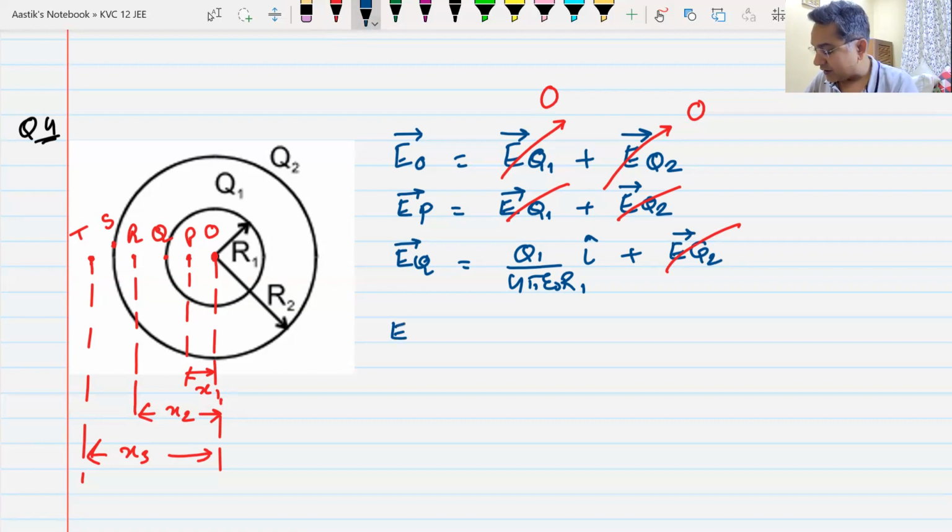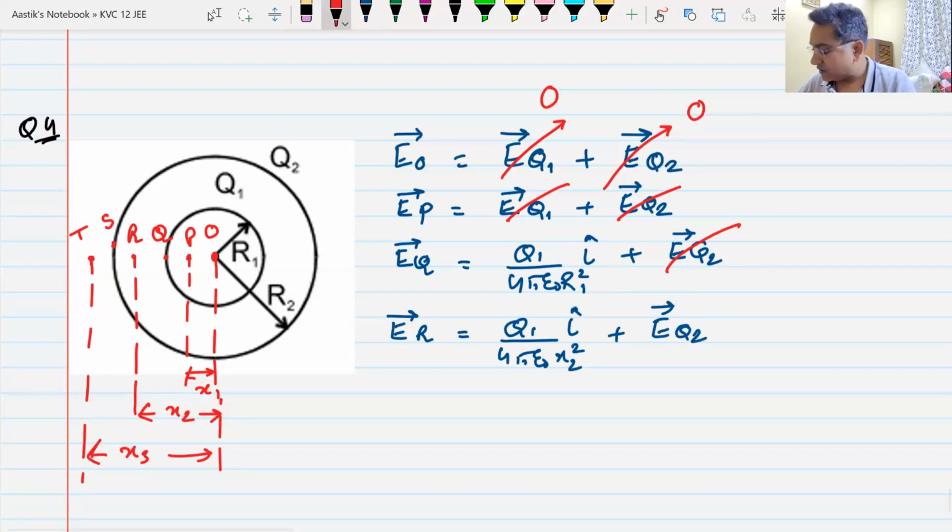Then I move to point R. Electric field at point R will be only due to the inner shell, not due to the outer shell. So it will become Q1 by 4 pi epsilon naught R1 square. I've written R1 square. So this will be divided by 4 pi epsilon naught x2 square. The direction would be I, plus electric field due to charge Q2. It will still not come because the point still lies inside the shell.